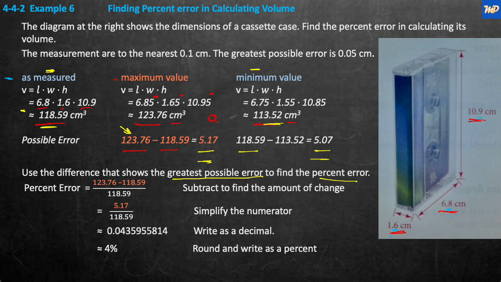Okay, and when you do that, you take 123.76 minus 118.59, which gives you the 5.17. That's our maximum number. You could have just taken the number directly from here and then you just divide it out. 5.17 divided by 118.59, you're going to get 0.0435955814. And that will be 4% because you're going to take your decimal place and move it 2 places. So you're going to get 4.3%. That's your greatest possible error.